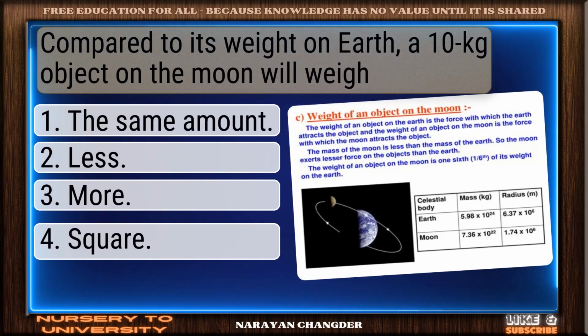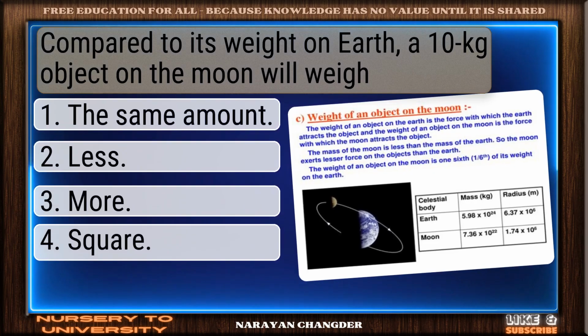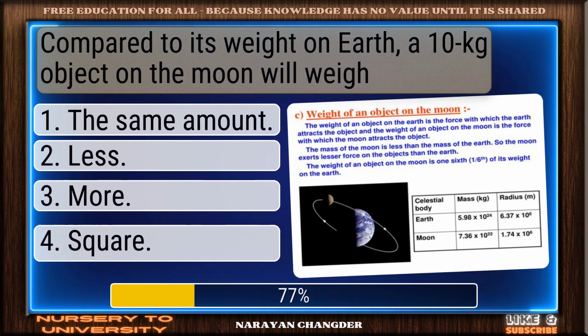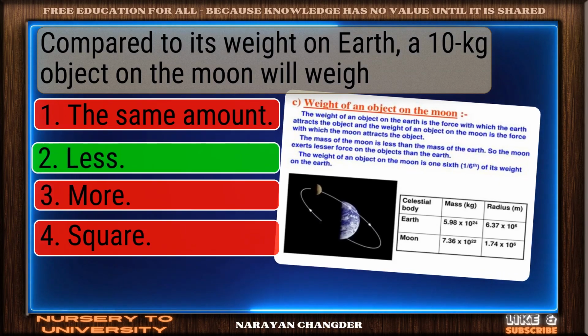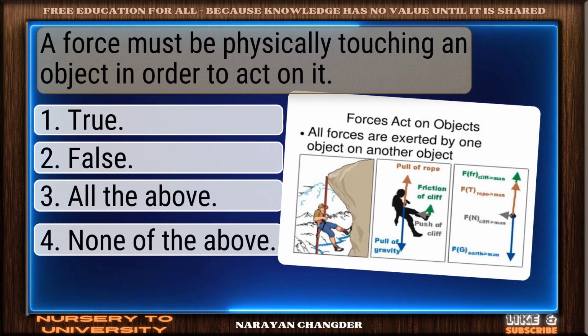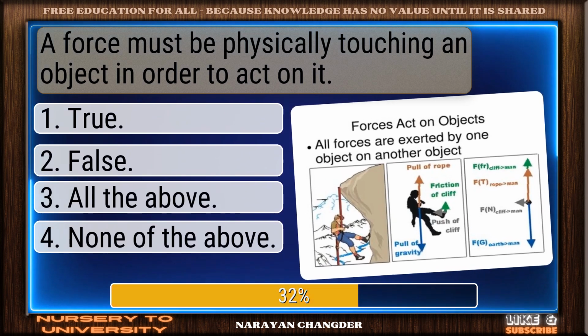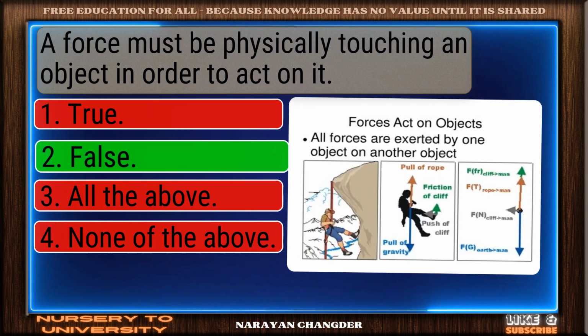Question number 138. Compared to its weight on Earth, a 10 kgs object on the moon will weigh. On track. Less is the correct answer. Question number 139. A force must be physically touching an object in order to act on it. Valid point. False is true.